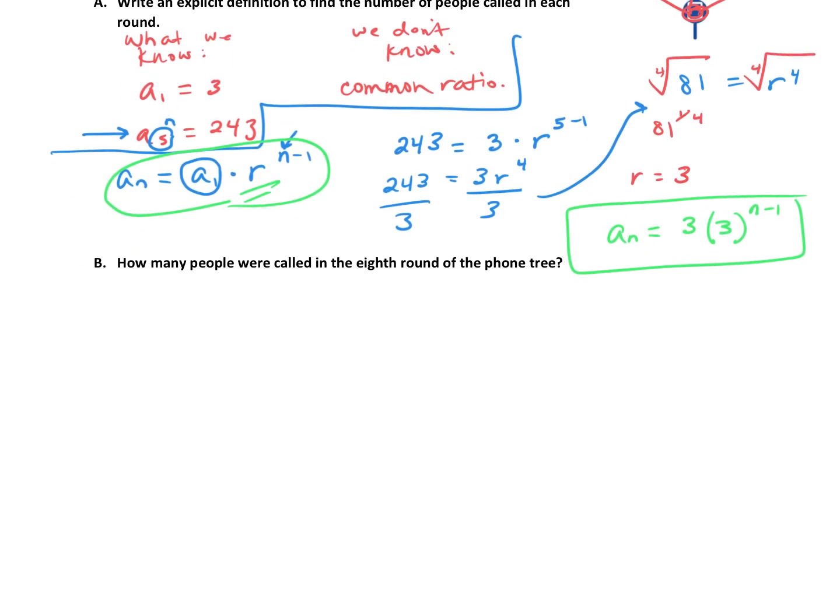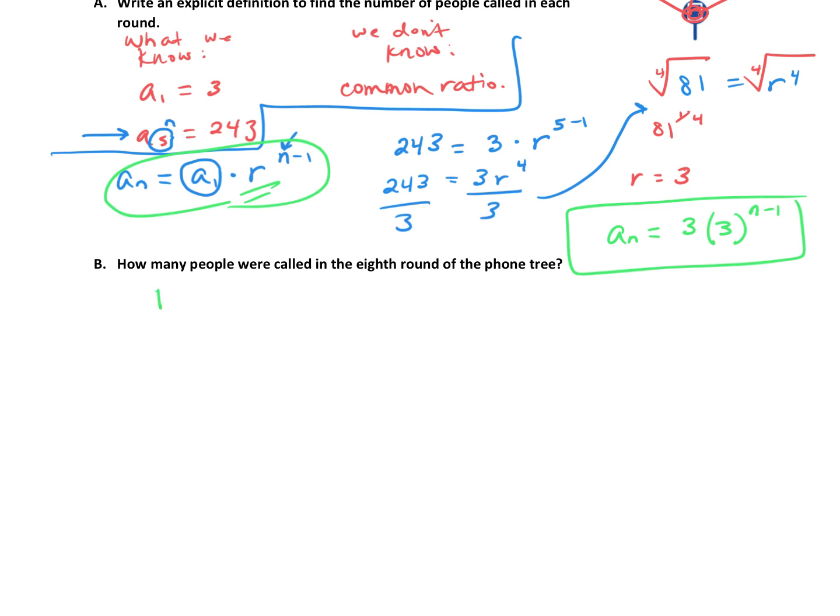Okay, so part B: how many people were called in the 8th round of the phone tree? So the 8th round would be A sub 8. So that's what we have to find, is A sub 8. So we can use our formula, or our definition that we created. So A sub 8 equals, remember that 8 is what we're going to plug in for n. 3 times 3 raised to the 8 minus 1 power. That's how we find the 8th term.